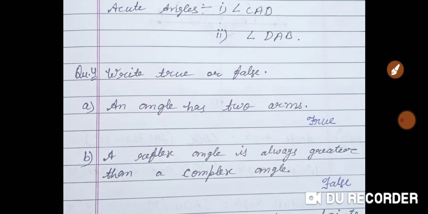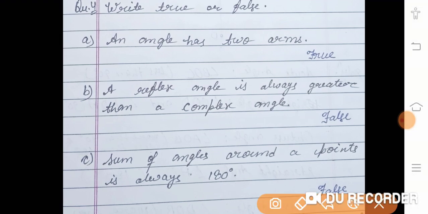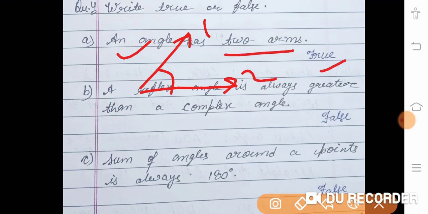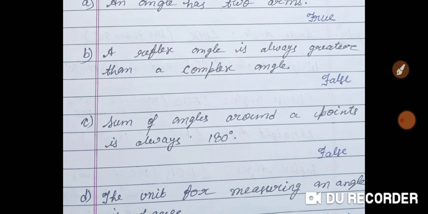Now question number 4, write true or false. An angle has two arms. Yes my dear, it is true, because to make an angle, arm 1 and arm 2, means two arms are required. So it is true, an angle has two arms. Now second, a reflex angle is always greater than a complex angle. It is false, my dear.